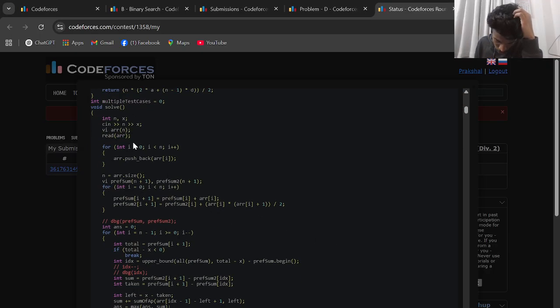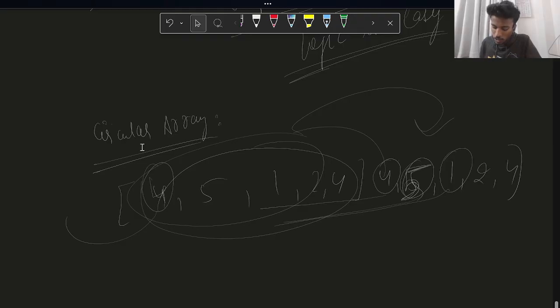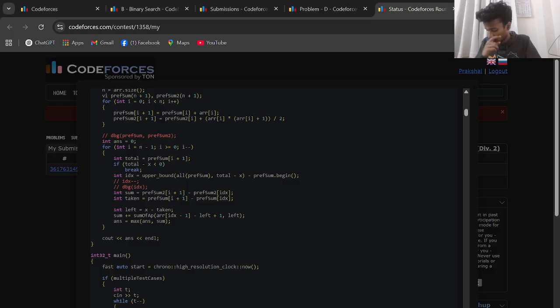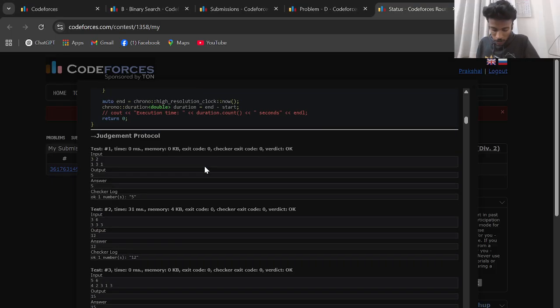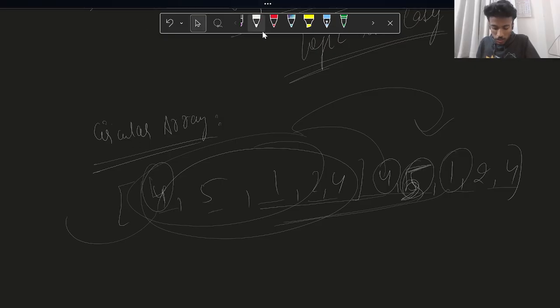See, I have read the array and I have again pushed the whole array one more time in the same order. And I have again initialized n equal to arr dot size, like it is 2n now. And I have calculated this whole thing for all indexes, for each index. Okay. So I hope you got it. And this was a good question, I would say, on binary search and answer.